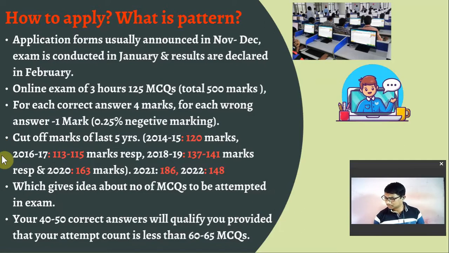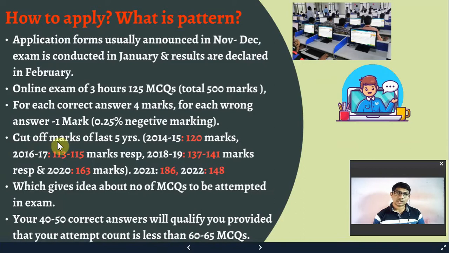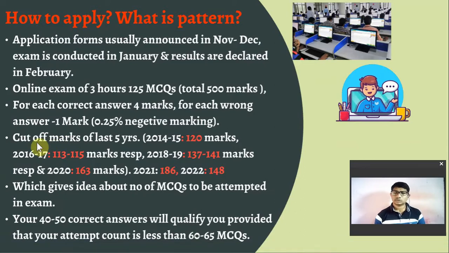Now let's see the cutoff of the previous few years. Cutoff marks for previous years. In 2014-15, there was a cutoff mark of around 120, and these cutoff marks are only for the general category. Reserved category candidates, or those candidates who have reservation, will have a lower cutoff. So for the general category in 2014-15, it was 120 marks. In 2016-17, it was around 113-115 marks. In 2018-19, it was 137 and 141 marks respectively. In 2020, it was 136. In 2021, it was 186. So you can see up to 2021.